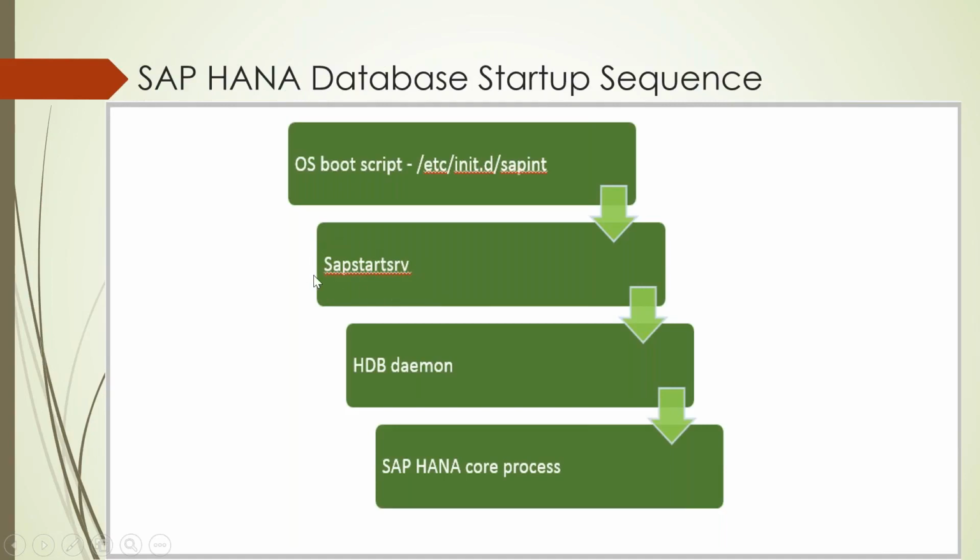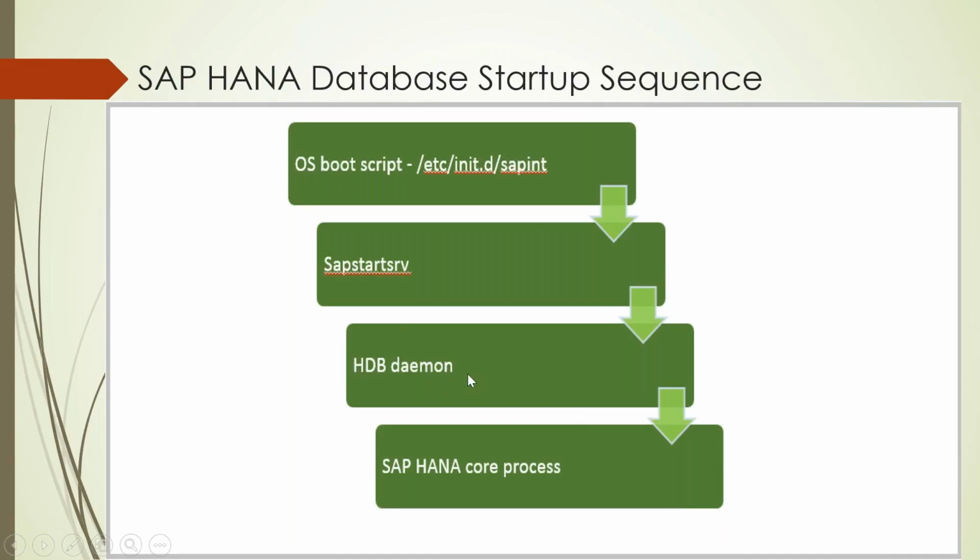So let's consider the example of starting the HANA database. If you execute HDB start from the SID ADM, using the HDB start, stop or sapcontrol programs, the signal is received by the SAP start service. Then the SAP start service sends the command to the HDB daemon to start the HANA database.